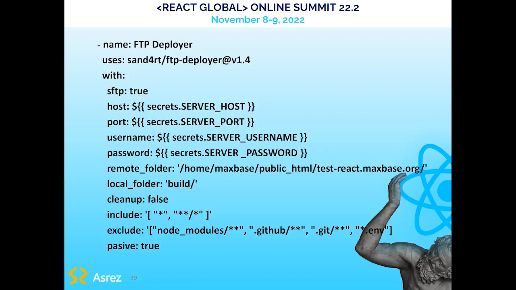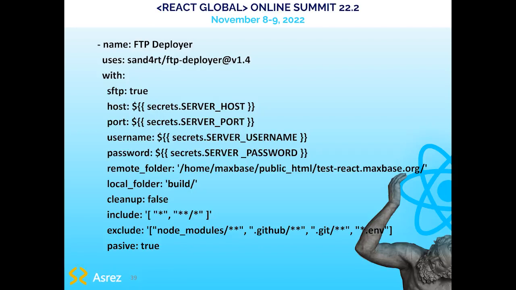And the third one is FTP Deployer. It is a public package and it's available on GitHub. You can check out the source code. And it can help you to automatically deploy your files to a server by FTP or SFTP SSH protocol. So we are going to design a workflow by using 3 packages.